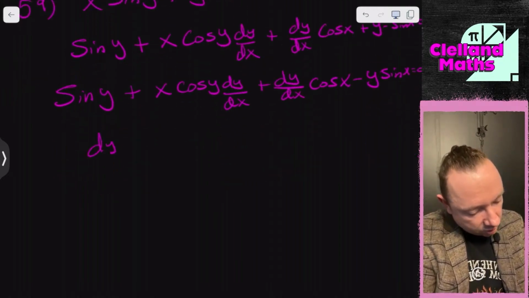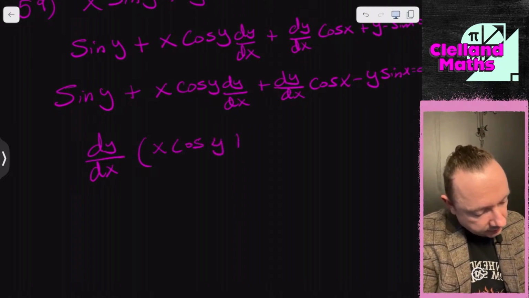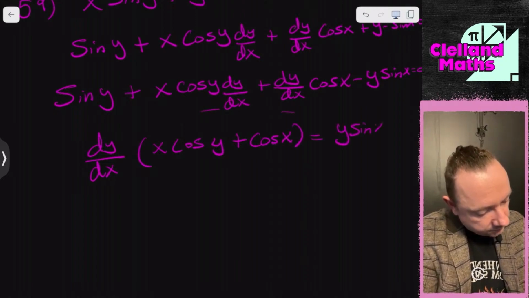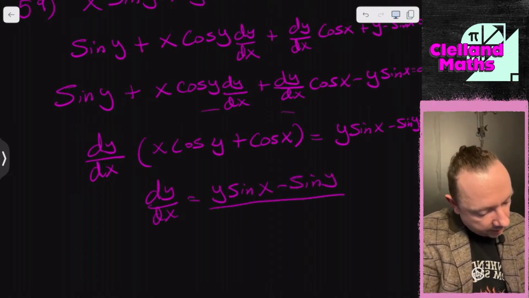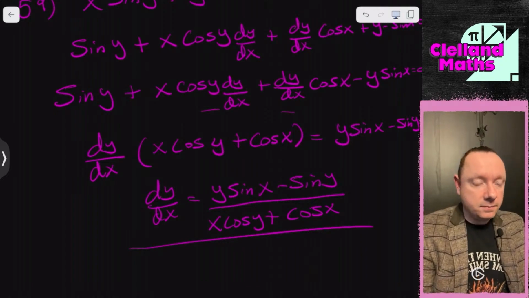Dy by dx is your common factor, to give you x cos y plus cos x. So that's just for this bit and this bit. Moving the y sine x over, take away the sine y, divide: y sine x minus sine y all over x cos y plus cos x. And we're done there. Number 60 coming up.